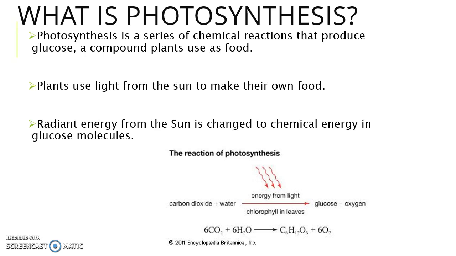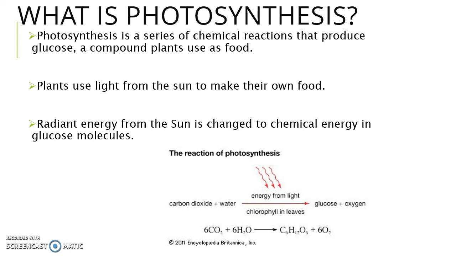Okay, so here you have the reaction of photosynthesis, so the process, which is carbon dioxide, or CO2, plus water. Alright, you have energy from light, and it occurs in the chlorophyll in leaves. And your end product is glucose and oxygen. And understand that that energy from light or sunlight gets stored in the glucose and oxygen molecules.